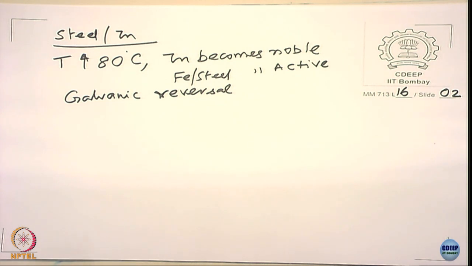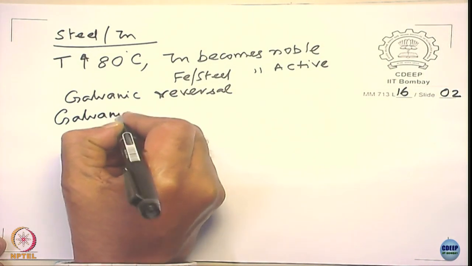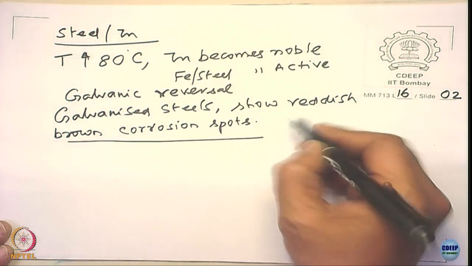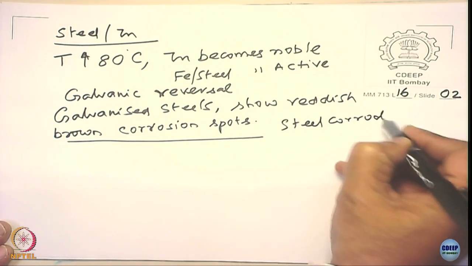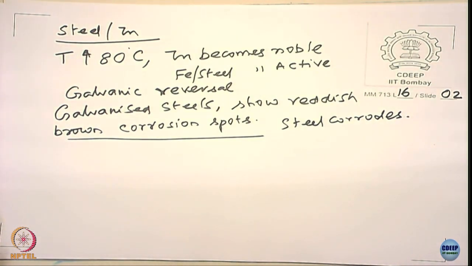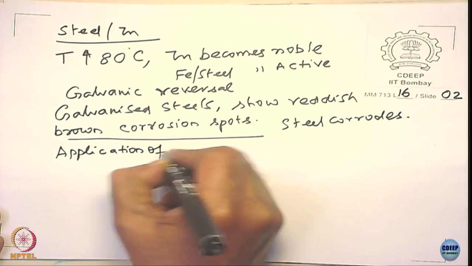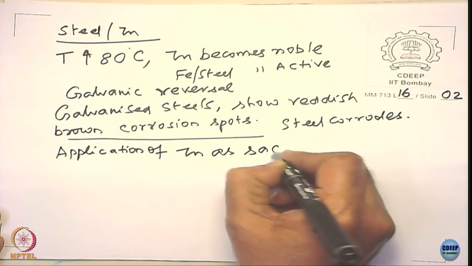Such a phenomenon has practical problems. One is, we have seen that the galvanic corrosion of steel, if the steel is galvanized steel, what does it mean? Here, steel corrodes. One more example which is relevant, we will discuss a little later, is the application of zinc as sacrificial anodes.